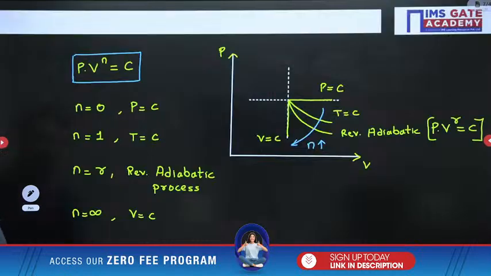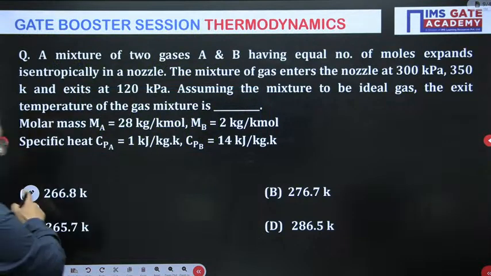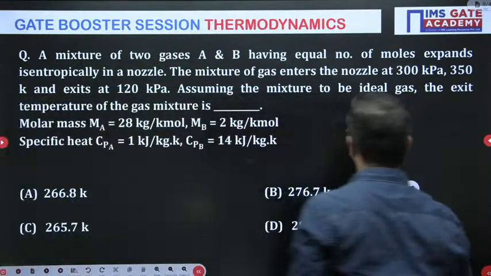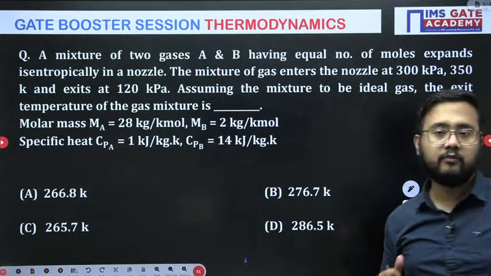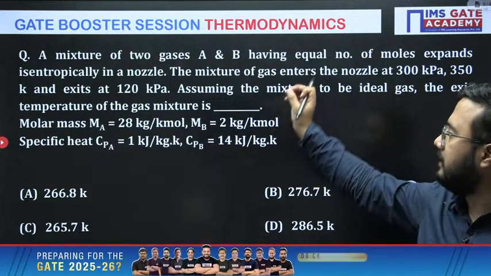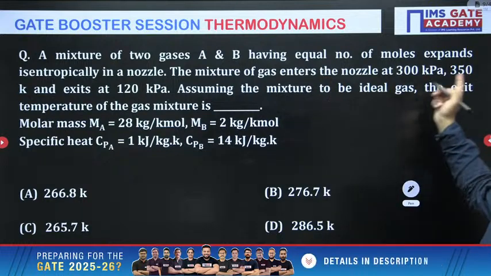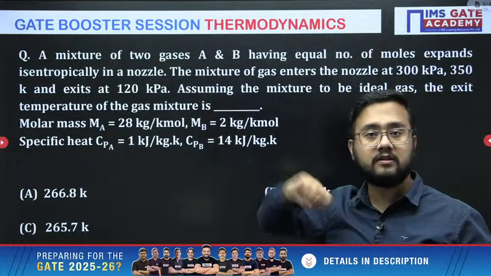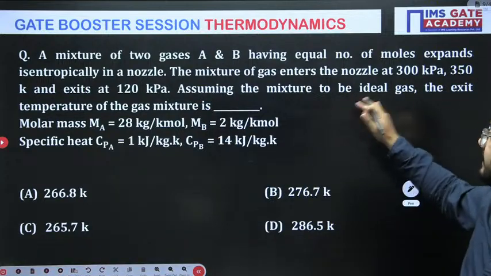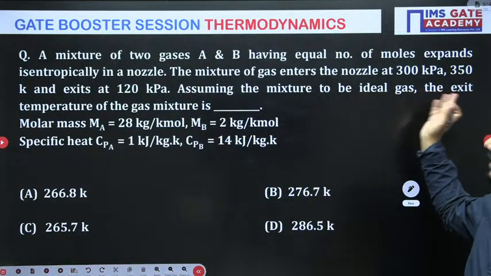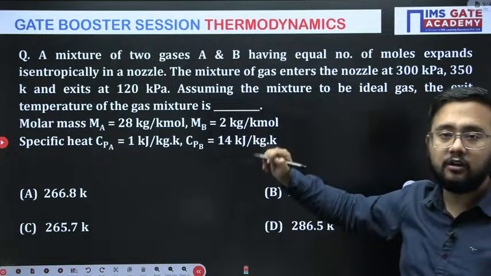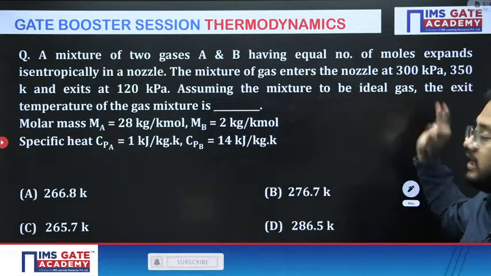Now coming to the problem here. Next, this problem. This is a very important problem from the mixing of fluids. Basically they have mentioned there are two gases A and B, having an equal number of moles, which expand isentropically in a nozzle. The mixture of gas enters the nozzle at 300 kilopascal and 350 Kelvin and exits at 120 kilopascal, assuming the mixture to be an ideal gas.